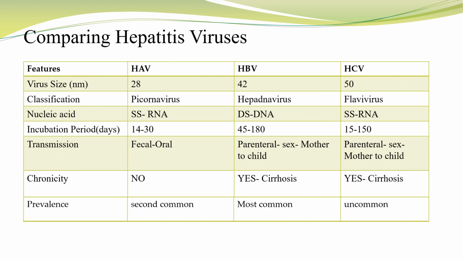Here is a comparison of hepatitis viruses, and as we see, hepatitis A virus is the smallest one, and hepatitis C virus is the largest one. And we also see here the classification of the three viruses, and also transmission: HAV is fecal-oral, we already talked about it, and HBV and HCV, both of them are parenteral, sexual, and mother to child.